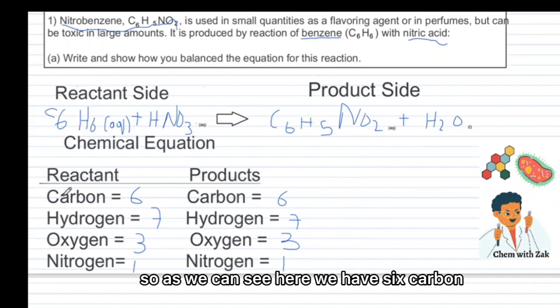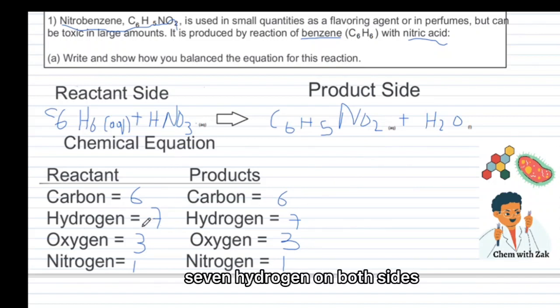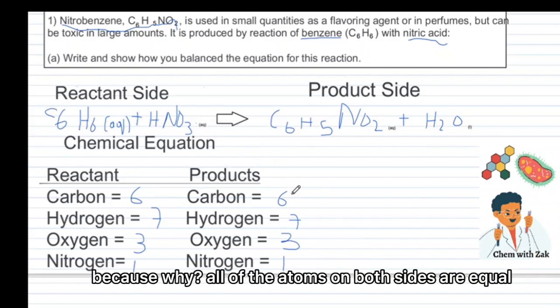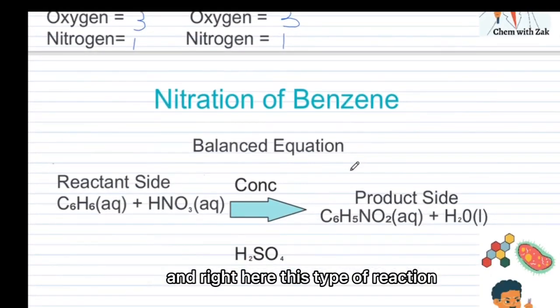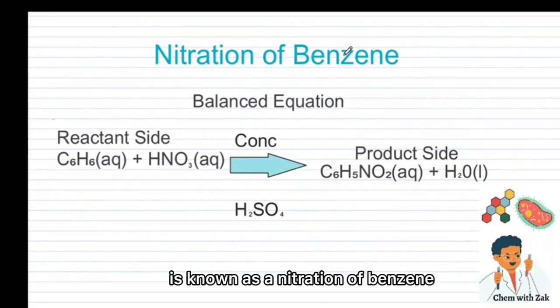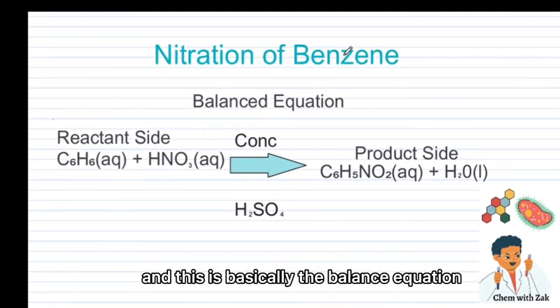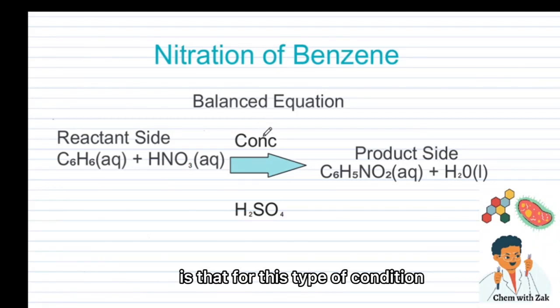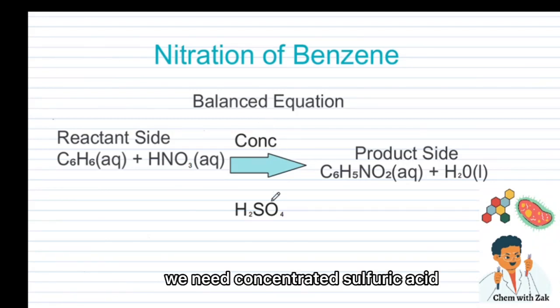As we can see here, we have 6 carbon, 7 hydrogen, oxygen and nitrogen on both sides. So we can tell that this equation is balanced, because all of the atoms on both sides are equal. This type of reaction is known as a nitration of benzene, and this is the balanced equation of what I just illustrated above. A very important thing to note is that for this type of reaction, we need concentrated sulfuric acid.